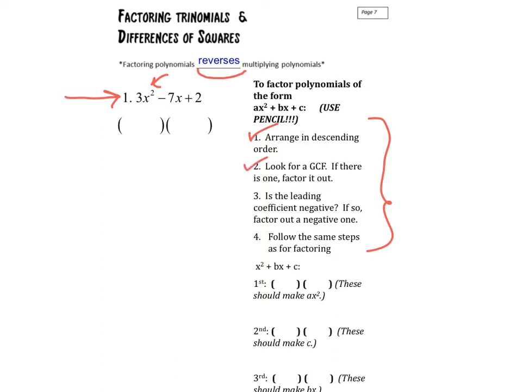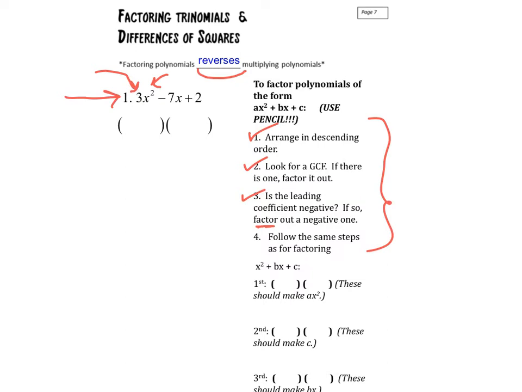We're going to look for GCF, which is the greatest common factor. We want to see if there's anything up here in common. I don't see any numbers in common. I don't see any variables in common, but we definitely need to look for it. The next thing we want to check is the leading coefficient negative. Well, when I take a look at it, the leading coefficient right here, which is 3x, is positive. If it was negative, we would factor out a negative to make it positive.